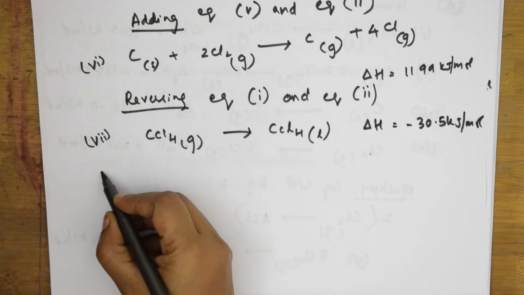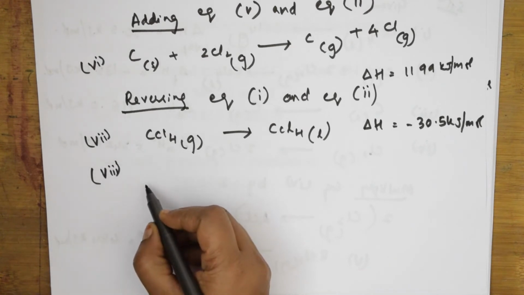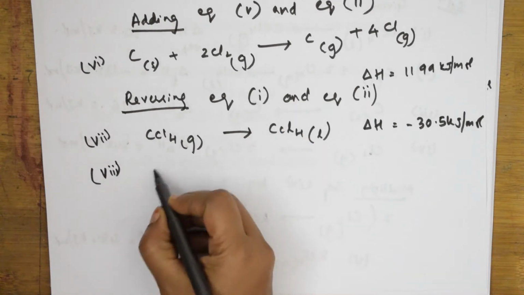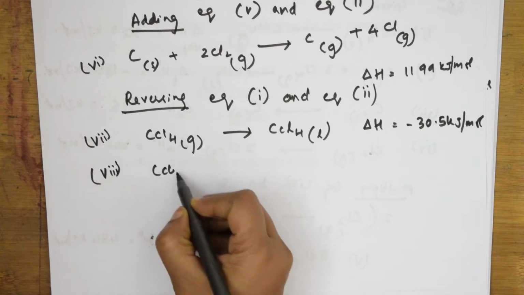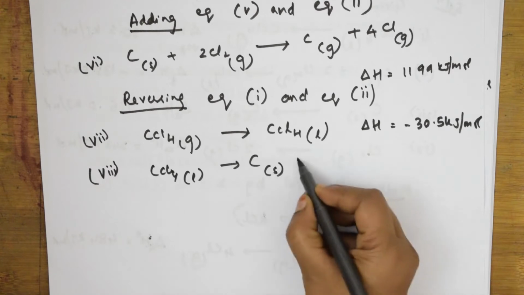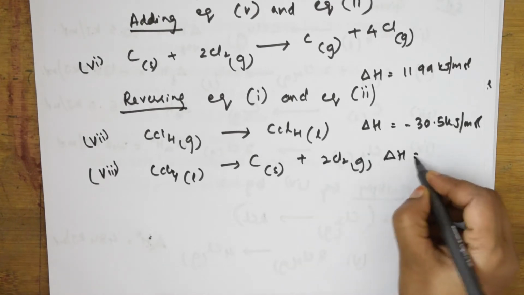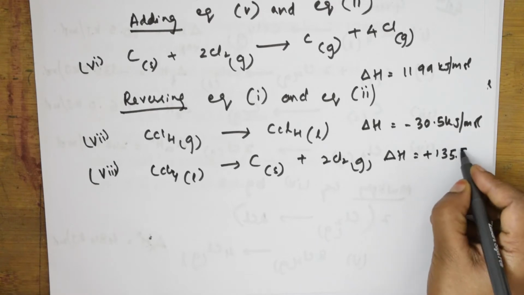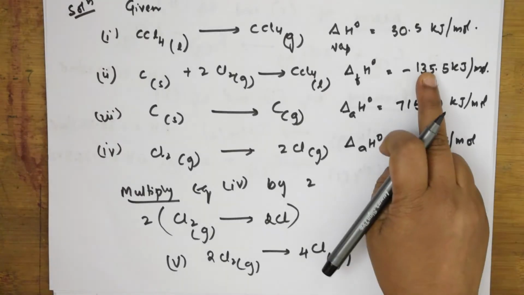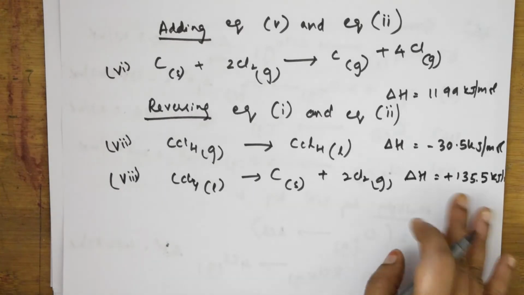Yes, let's now write the 8th equation. So I'm reversing equation 1 and equation 2. When I reverse equation 2, I get CCl4 liquid gives carbon, this is again solid, plus 2Cl2 gaseous. So delta H for this is plus 135.5 kilojoules per mole. That is what is given, isn't it? When this is minus, when it is reversed, this becomes plus.